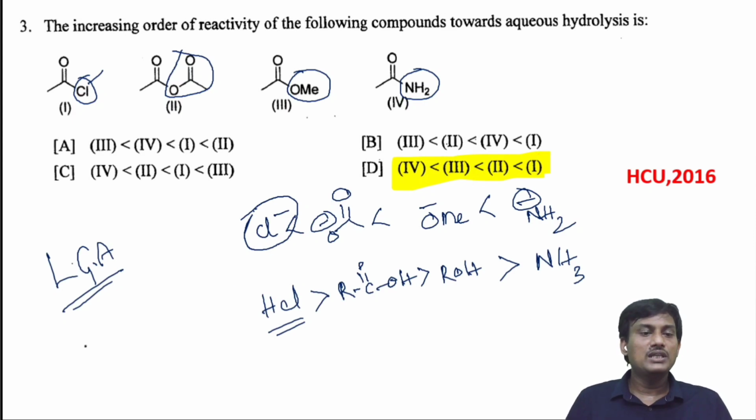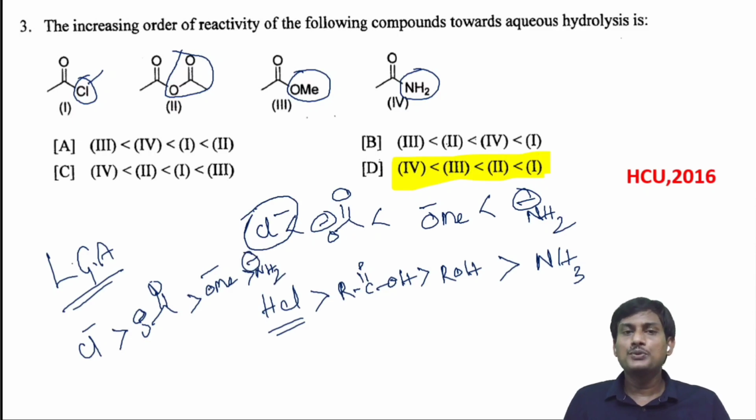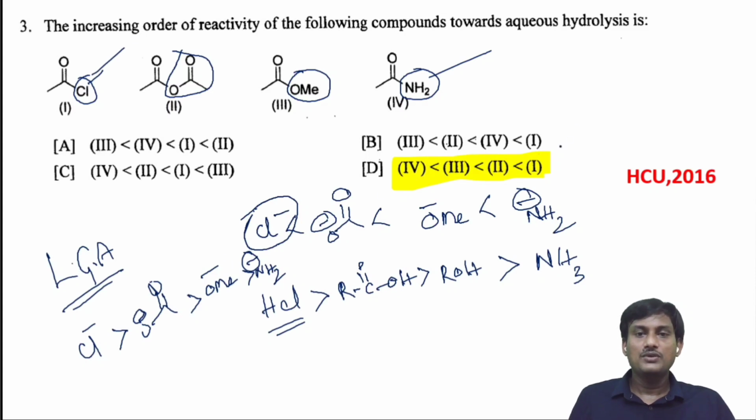So which one has more leaving ability? Cl minus has more leaving ability, and the next one is RCOO minus. The next one is OMe minus and then NH2 minus. The poorest leaving group is NH2, and the good leaving group is Cl minus. So the order will be 4, 3, 2, and 1.